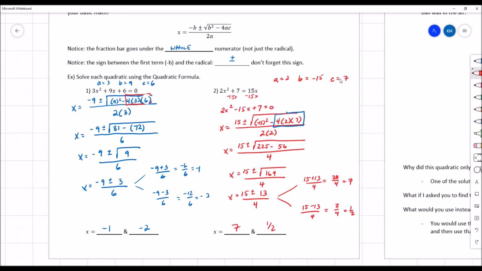All right, and that's solving it using the quadratic formula. Let's look at some applications with this.